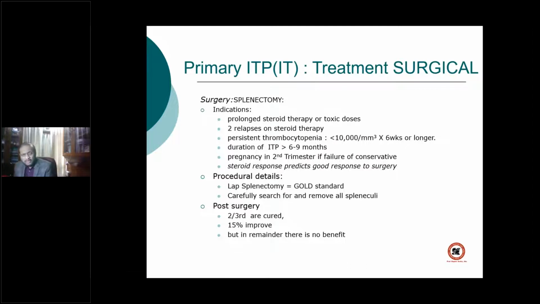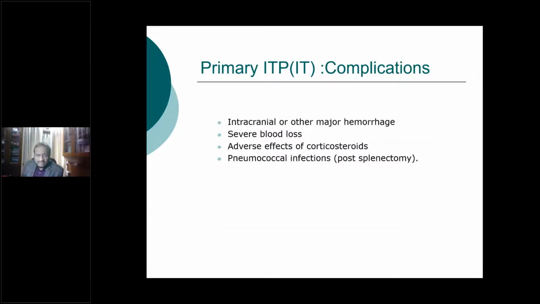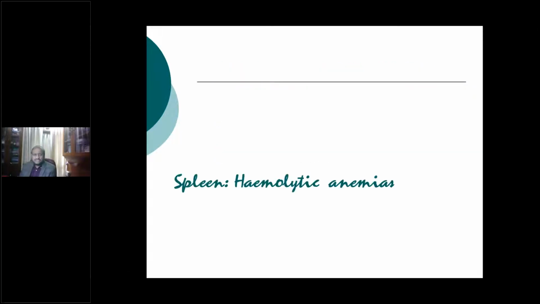Post surgery, how does splenectomy help? Almost 2/3 of the patients are cured, which is a very high figure. 15% improve, but there is a downside, and that is that in the remainder, it does not have any benefit. What is the complication of continuing with immune thrombocytopenia? Intracranial and other major hemorrhages, severe blood loss, adverse effects of steroids, and pneumococcal infection post splenectomy. These are the complications of ITP.